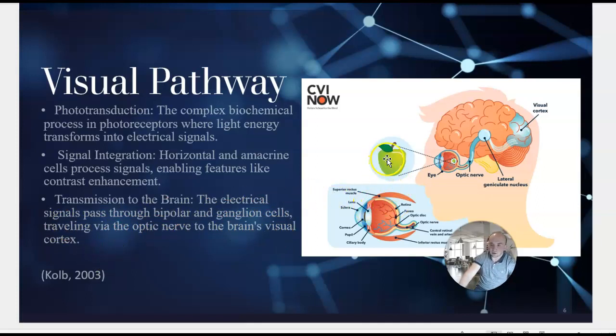So as you can see here on this diagram, you visualize the apple. It passes through the lens of the eye. It reflects, hits the back of the eye at the retina. It develops an image. It goes through the optic nerve to the lateral geniculate, and then it goes and you perceive the image via the visual cortex. So that's basically the pathway in which you develop a visual field.